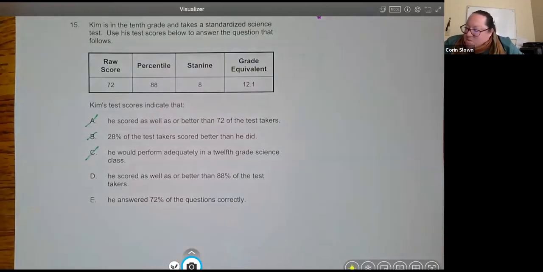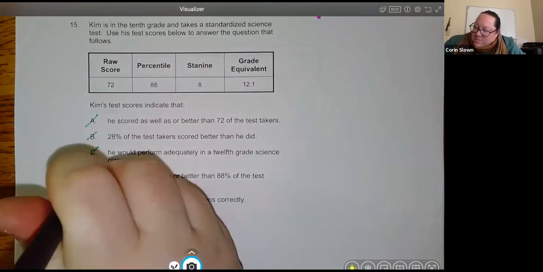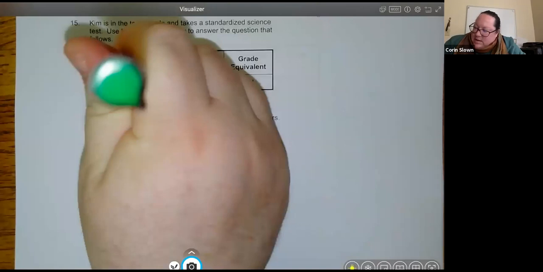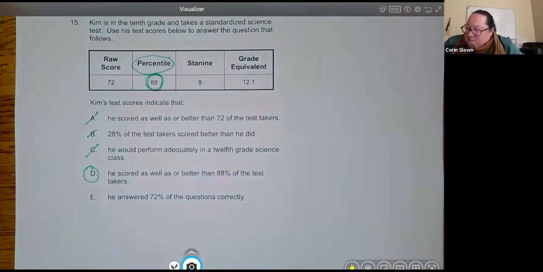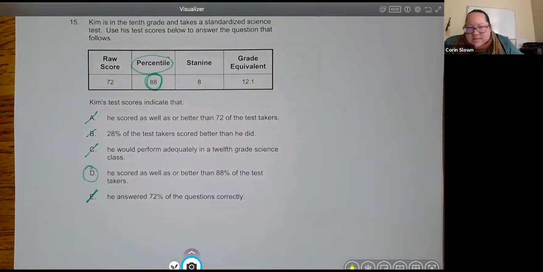He scored as well or better than 88% of the test takers. That is correct because that's what this word percentile, and 88, means. And then E, he answered 72% of the questions correctly. Well, again, E is not an option because it's not a percent. 72 is his raw score. So in this case, D is the only available answer.